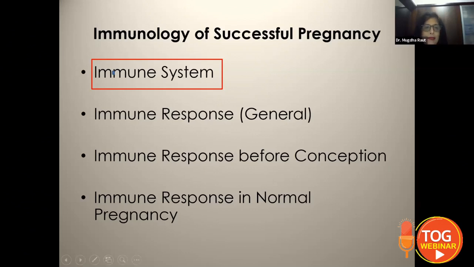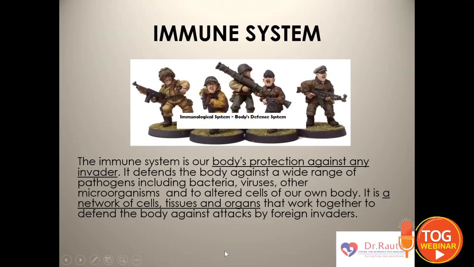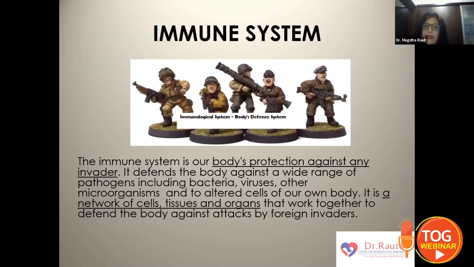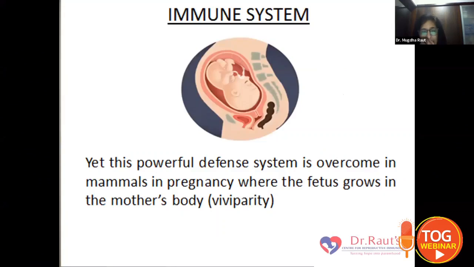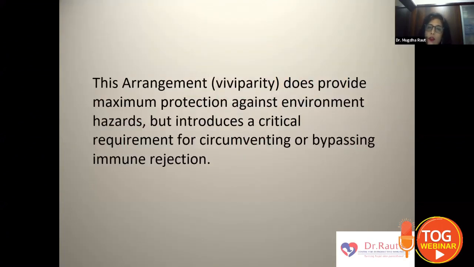So let's get back to the basics of the immune system. We all know that our immune system is our body's protection against any invader. It defends our body against a wide range of pathogens like bacteria, viruses, microorganisms and altered cells of our own body. And it consists of a network of tissues and organs that work together to defend the body against any attacks by foreign invaders. Yet, this powerful defense system is overcome in mammals in pregnancy, where the fetus grows in the mother's body, also known as viviparity.